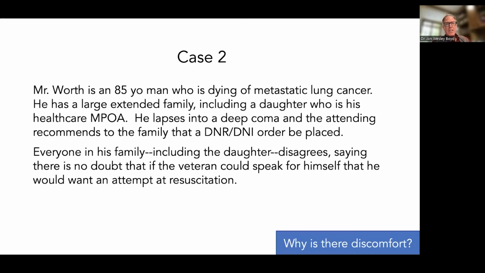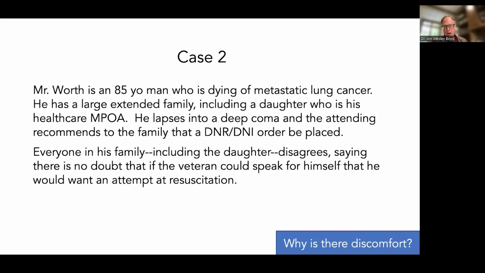Futility is a different concept. We haven't talked about it yet, but this next case is one where people might say, hey, this treatment is futile, meaning it's not going to help at all. So here's case number 2. Mr. Worth is an 85-year-old man dying of metastatic lung cancer. He has a large extended family, including a daughter who is his healthcare medical power of attorney. He goes into a deep coma. The attending physician recommends that a do not resuscitate and do not intubate order be placed.